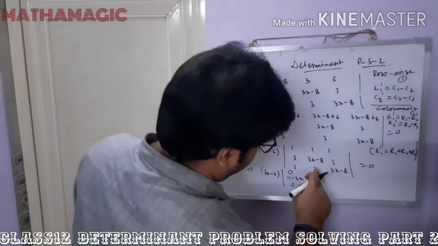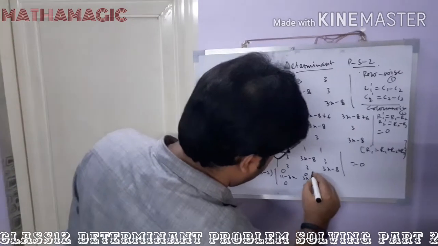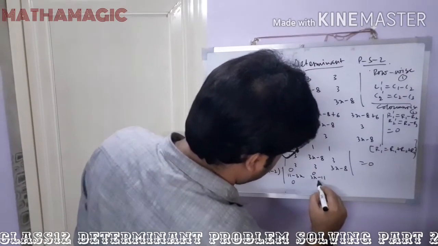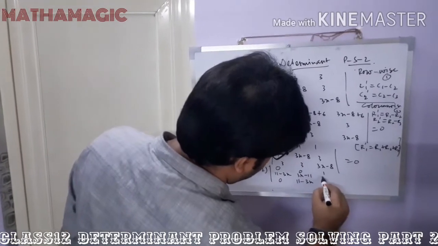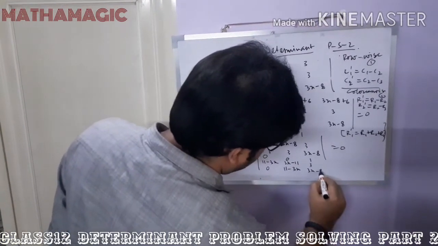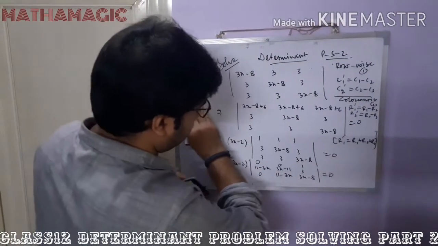For the second thing, it will be like this, 3 minus (3x plus 8), so it will be 11 minus 3x. Now it will remain as it is. Now I'll just remove this part.